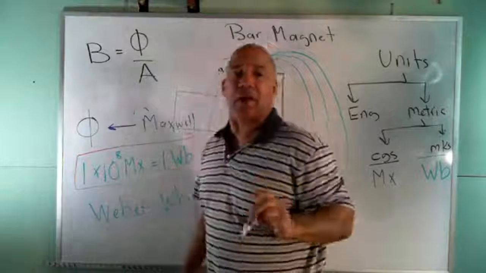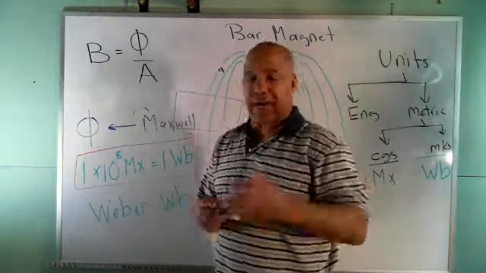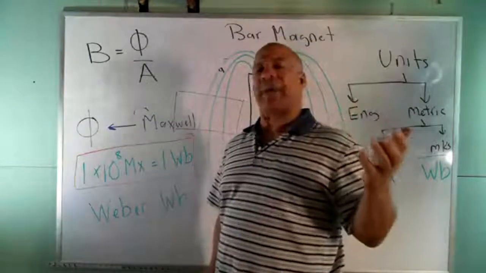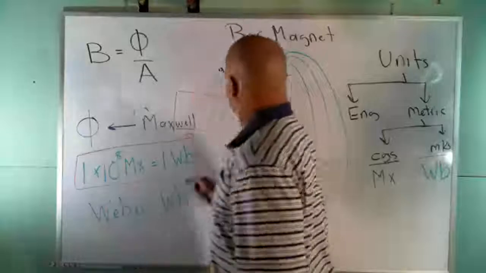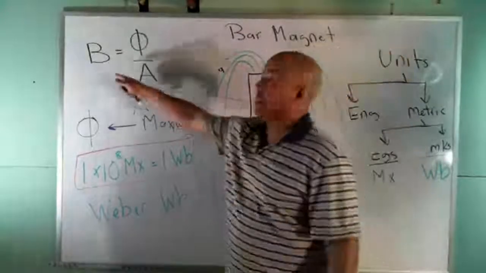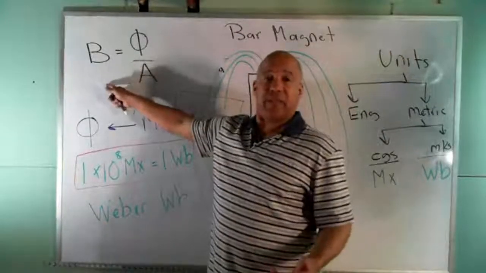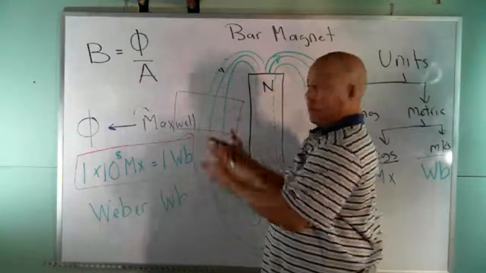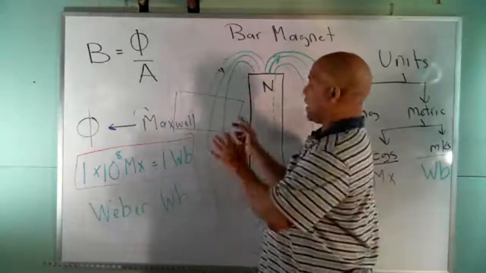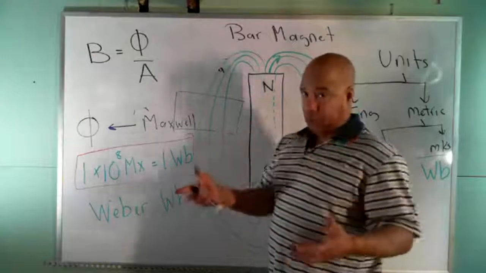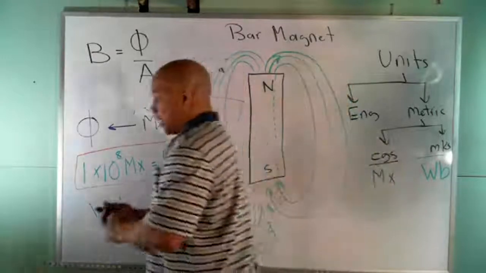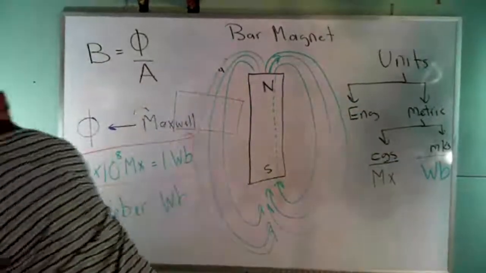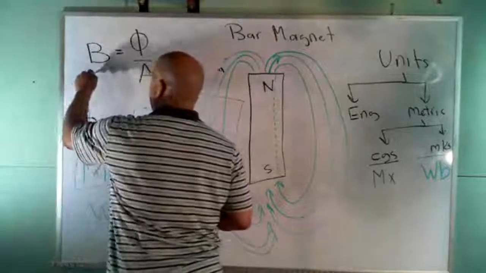Now, when you guys talk about the magnetic field, you say, oh, I got a magnet. It has a really strong magnetic field. You're not talking about flux. You're talking about this. You're talking about flux density. The strength of the magnetic field is referring to flux density. The more flux I have per unit area, the stronger the magnetic field. So when you talk about the magnetic field, that's what you're talking about.